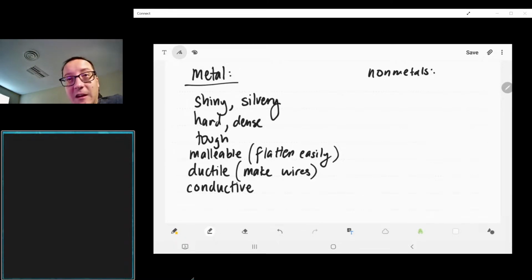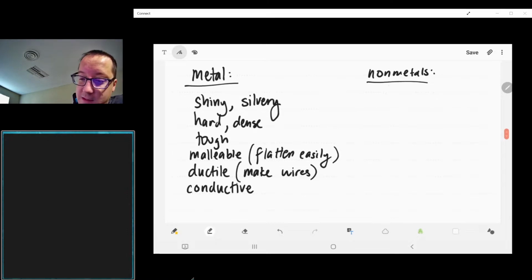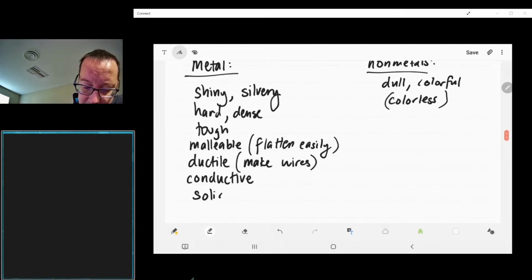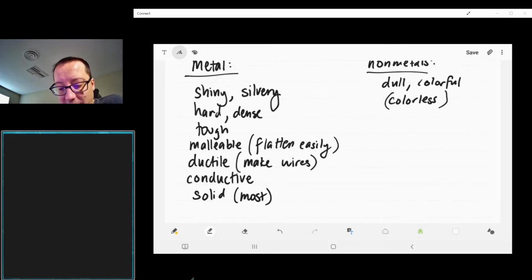are going to be the opposite of metals in most respects. They're often dull or colorful or colorless, depending. By the way, most metals are going to be solid. Mercury is our exception to that. Mercury and some of the others like gallium and francium and cesium could be liquid, just depends on what temperature you're looking at. But most metals will be solid.